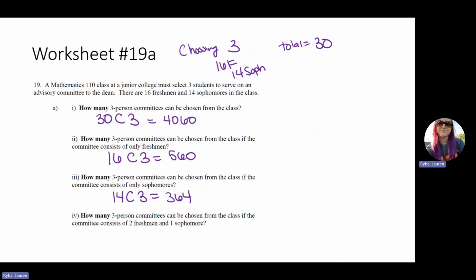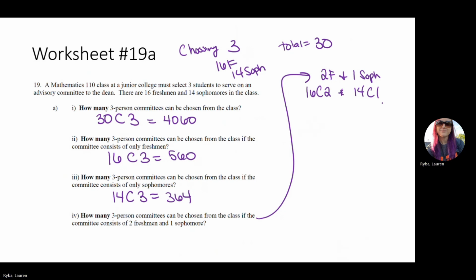Next one. How many 3-person committees can be chosen from the class if the committee consists of 2 freshmen and 1 sophomore? All right, so I'm going to put that up here. 2 freshmen and 1 sophomore. So I want to choose 2 from the 16. 16 choose 2. And means I'm going to multiply that by, there are 14 sophomores that I want to choose 1 from. This one is going to give you 1,680.